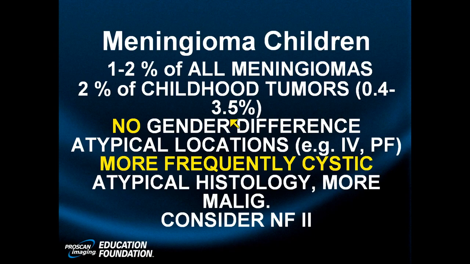Children do get meningiomas, and anytime you see one, you have to exclude NF2, a take-home message. I will leave you with some atypical histologies that you can look at on MRI online, including the cystic variant, the anaplastic variant, and the different histologic types. Let's move on.